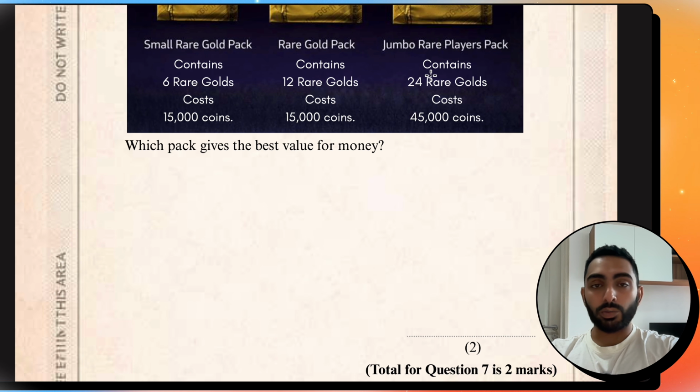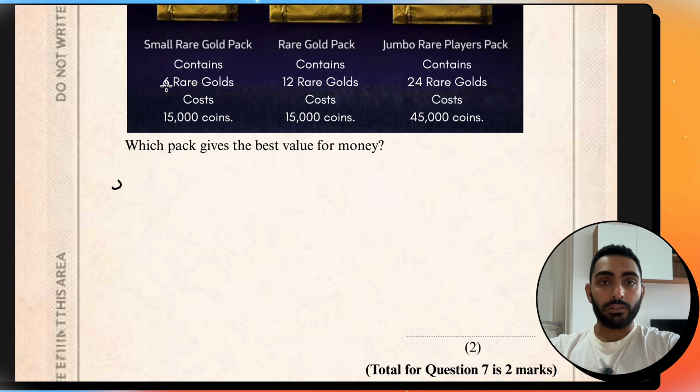This one has 12 and this one has 24. If we can get this one to 24, then we can compare them both. Another way to do these kind of questions is also the unitary method, where you find out the value of one, where you'd find the value of one card for each one. But here it doesn't make sense to do that. It's probably better just to think of it in a smarter way.